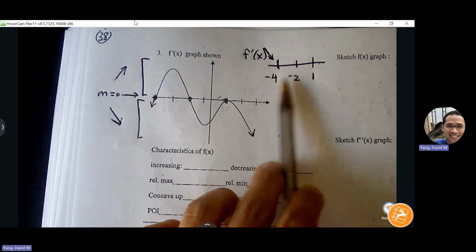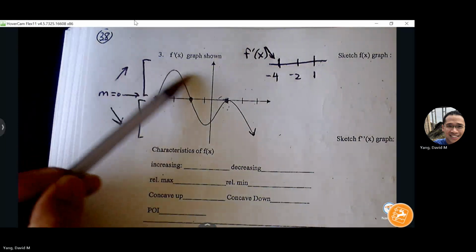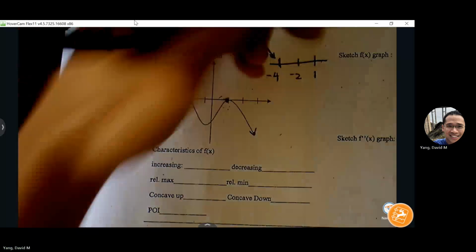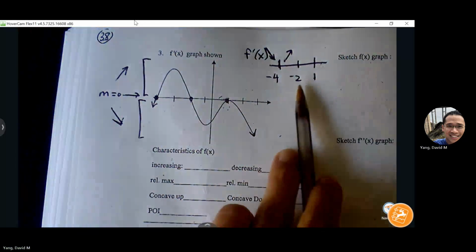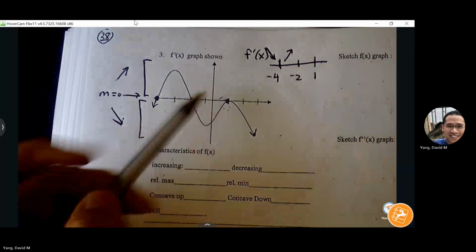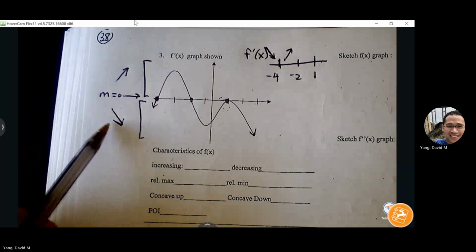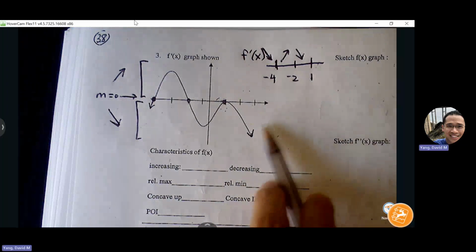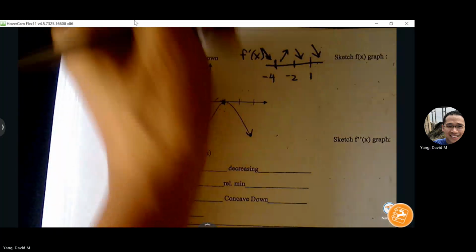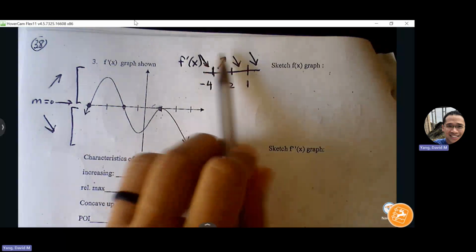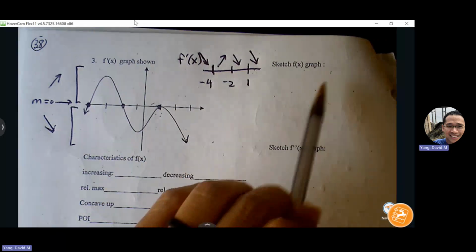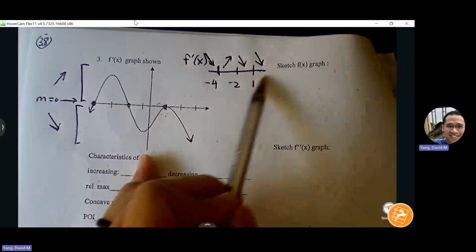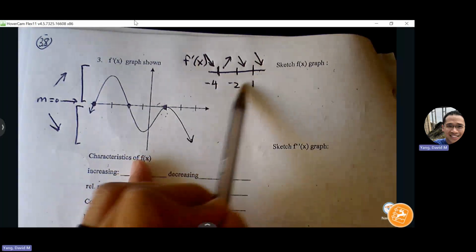Where's the f prime graph located between -4 and -2? Above, right? So match the location. Between -2 and 1? Below. And to the right of 1? Also below. Okay, this is how you want your graph to look. I don't really care how high or how low your graph is. If you can sketch your graph and make it shaped like this, that's all I'm looking for.